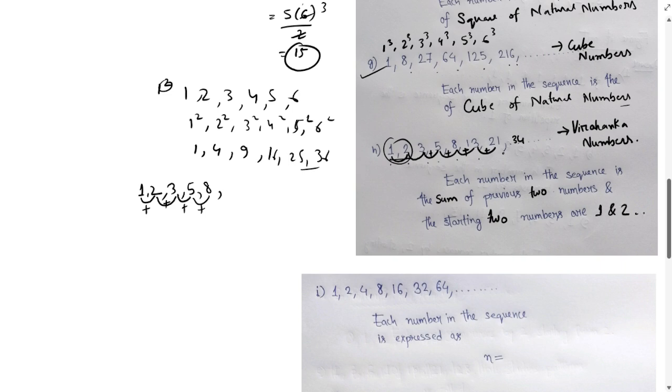Understood? See, I am showing one more time. 1, 2. First we have to take the first two, 1 and 2. Then we'll add 1 and 2, we'll get 3. Then we'll add 2 plus 3, we'll get 5. Then we'll add 3 plus 5, we'll get 8. Then we'll add 5 plus 8, we'll get 13, and so on.